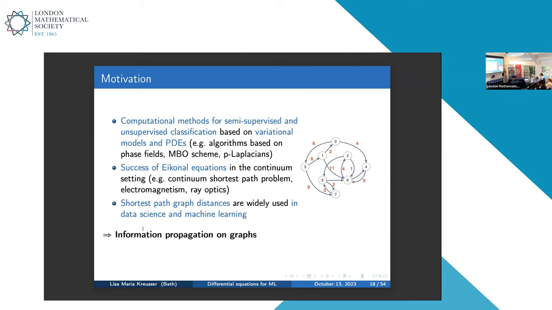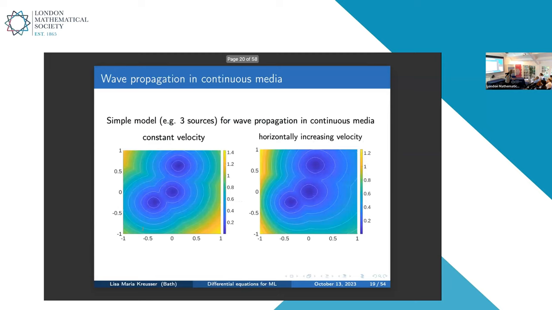However, in the context of data science, we often don't have those very nice underlying domains, but we have underlying graphs. So what we want to study now is how information propagates in this graph-based setting. As an example, if we consider some continuous medium and want to understand how waves propagate through it, we can see immediately that it strongly depends on the underlying surroundings. For instance, if we have some constant underlying velocity field, then the dynamics are slightly different to if we had a horizontally increasing velocity field.